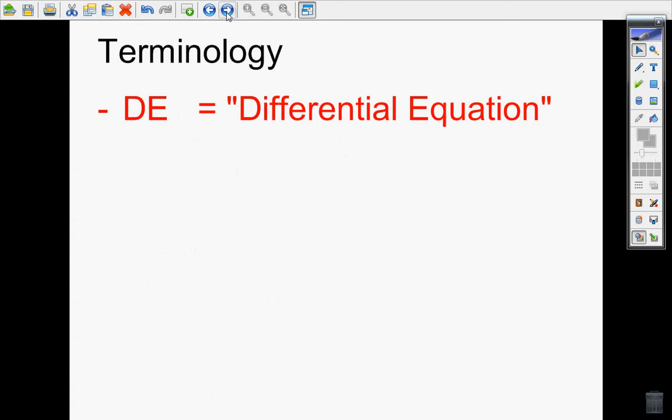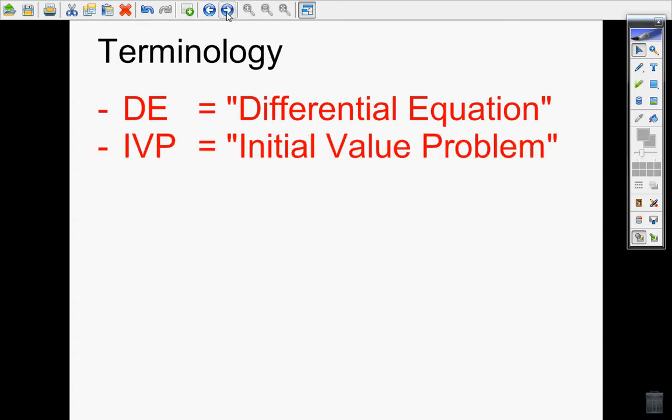Terminology. DE stands for differential equation. IVP stands for initial value problem. In an initial value problem, the solver is given information that will allow them to find the value of constants in the general solution.